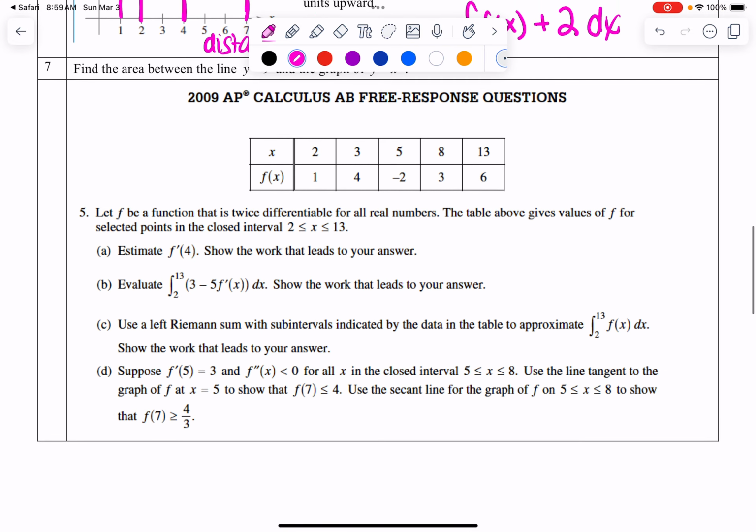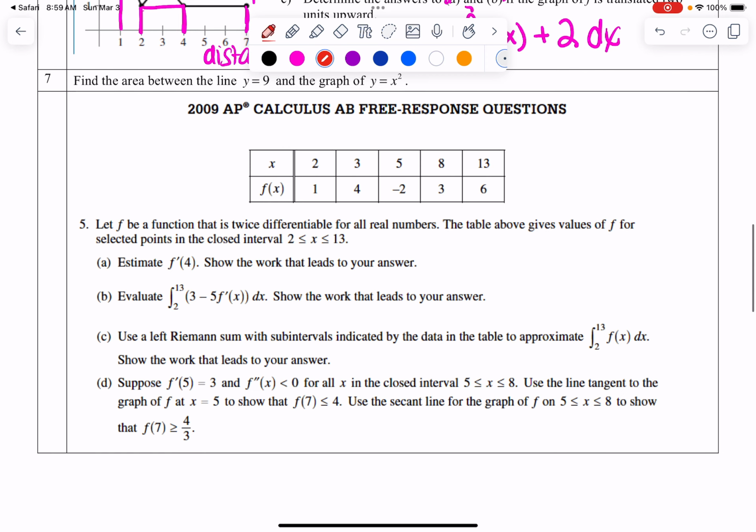Alright, and then finally number 7, okay, this would be from like an AP test. So if I was teaching calculus BC at the high school level, I would want to make sure I have something that talks about what the AP test would look like. So it says given this table, let f be a function that is twice differentiable for all real numbers. The table above gives values of x for selected points on the closed interval from 2 to 13. So remember, closed interval means that you are restricted to those values.